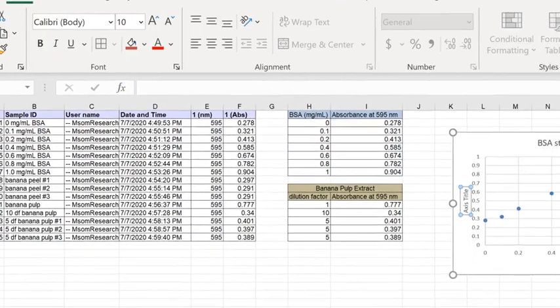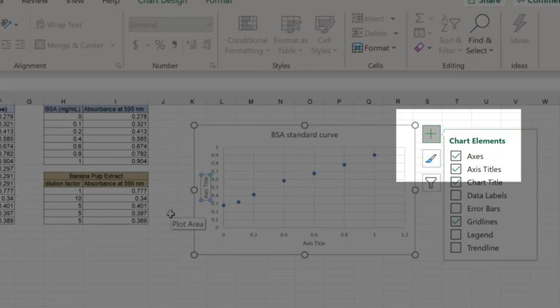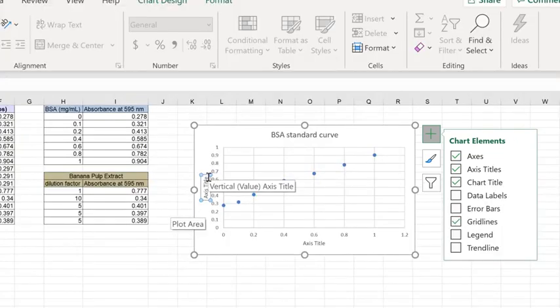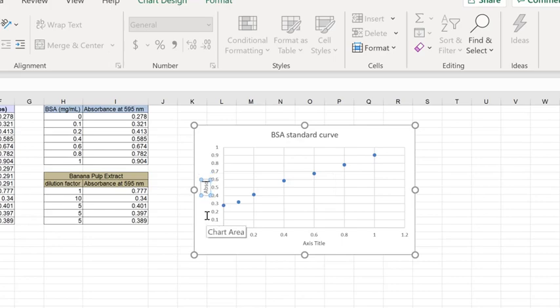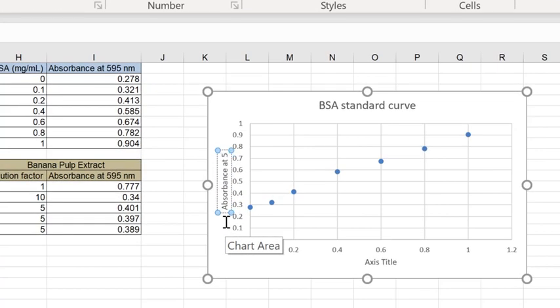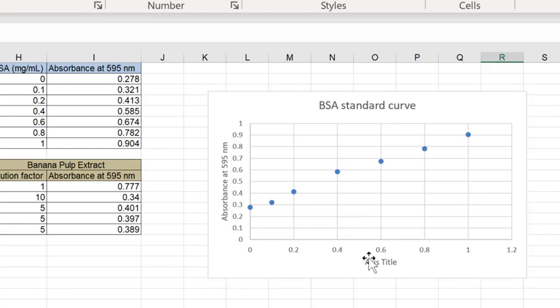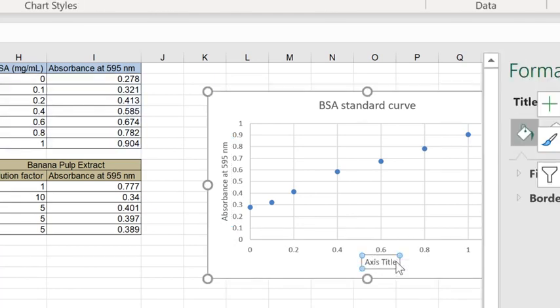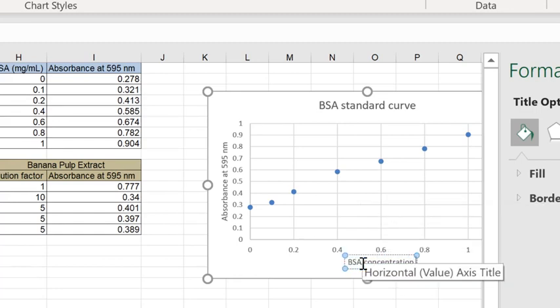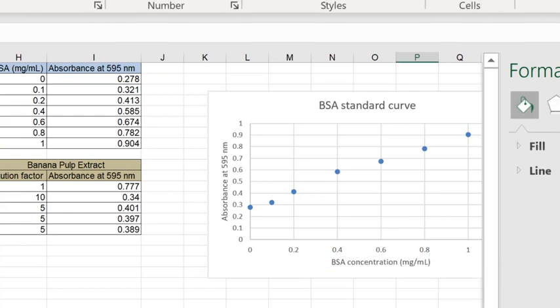You need axis titles, else nobody will know what you displayed on your axes. So the y-axis was absorbance at 595 nanometer. Please note that absorbance itself has no unit, and the specification of nanometer is for the wavelength. On the x-axis, where you have the bovine serum albumin concentration, it's important to specify the unit in milligram per milliliter.